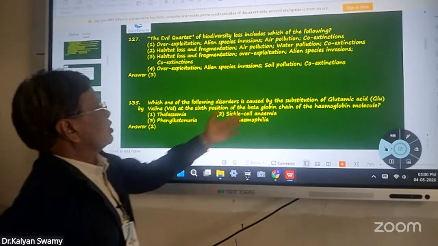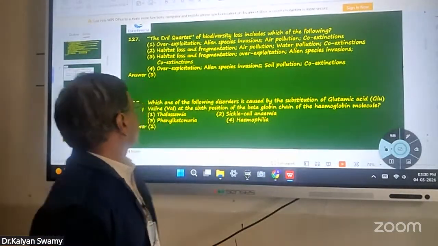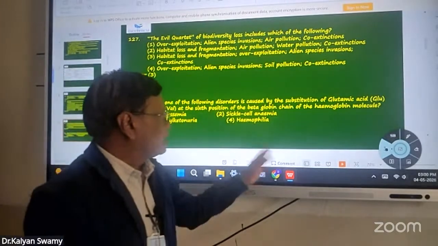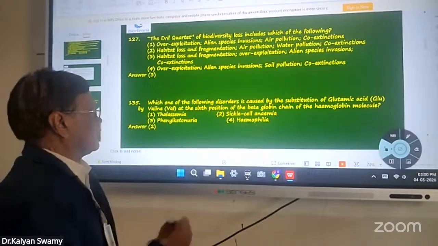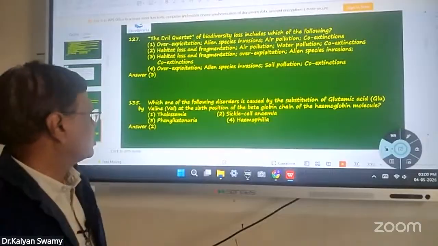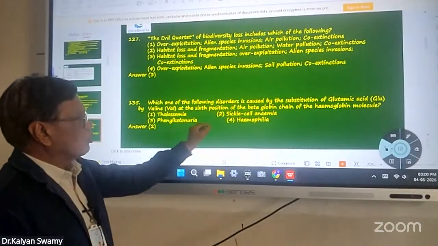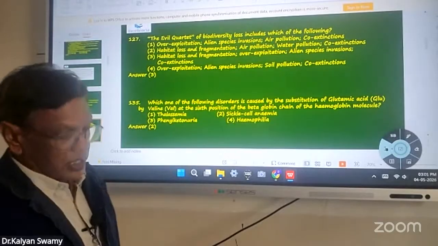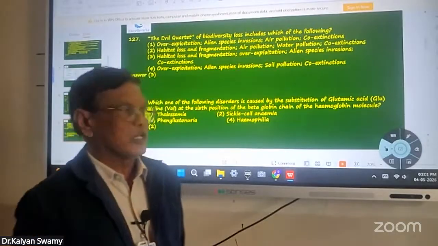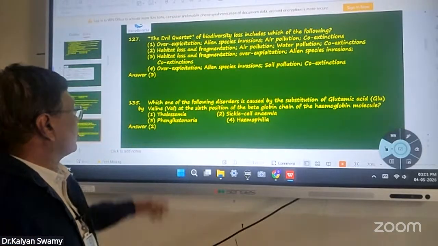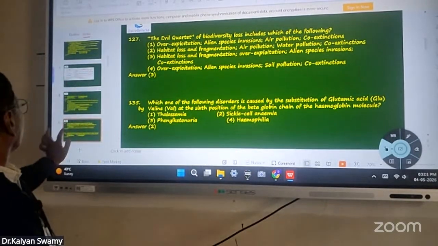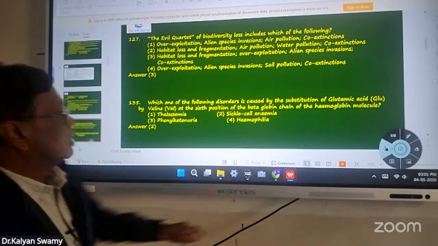Which one of the following disorders is caused by the substitution of glutamic acid by valine at the sixth position of the beta globin? Two questions came on sickle cell anemia. Here, direct answer is sickle cell anemia. Thalassemia, alpha thalassemia is there, beta thalassemia is there, phenylketonuria, hemophilia, X-linked disease. Here, sickle cell anemia only, at position 6 of beta chain glutamic acid is replaced by valine. That disorder is called sickle cell anemia.